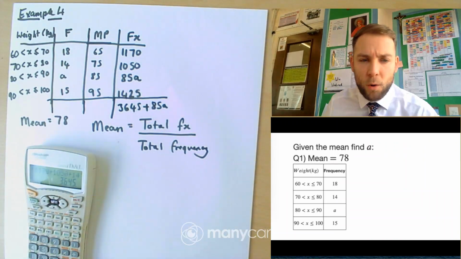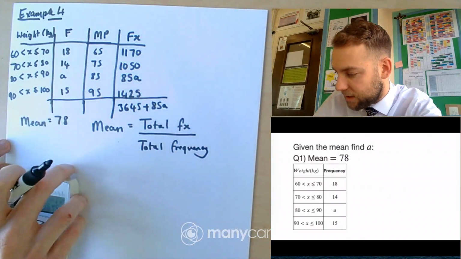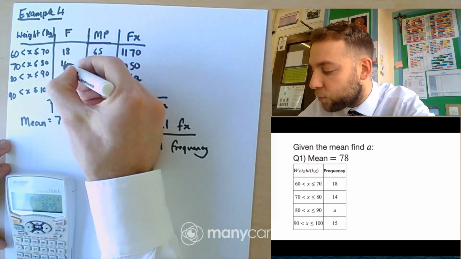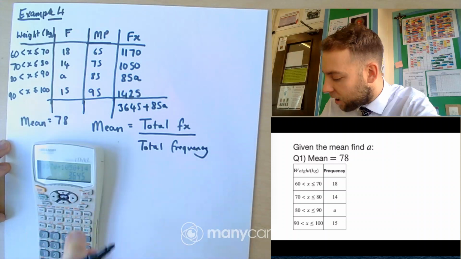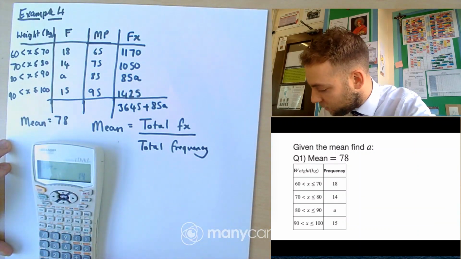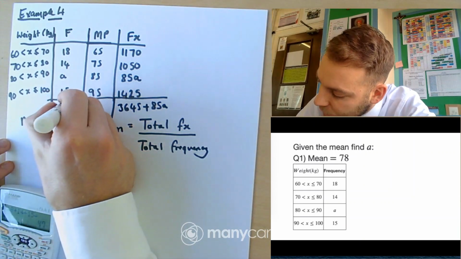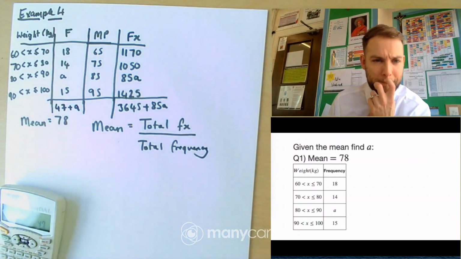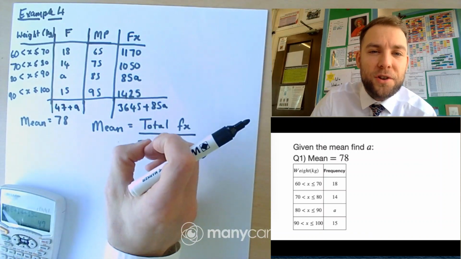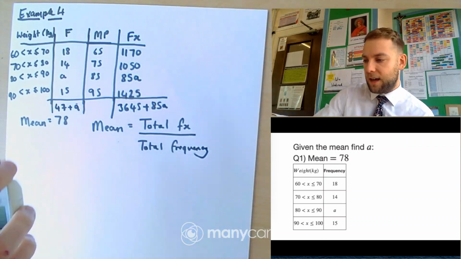We also need the total frequency. Now, it doesn't tell us our total frequency. That's what we need to work out a to find. So it's going to be 18 plus 14 plus a plus 15. I can't add a to any of those, so it's just going to be 18 plus 14 plus 15, which is equal to 47 plus the a. So this is my total fx in terms of a. This is my total frequency in terms of a.